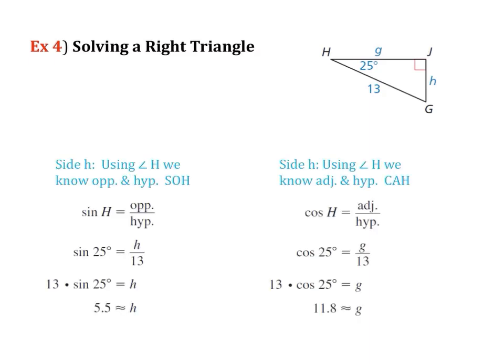All right, side H, you can use angle H, because we know opposite and hypotenuse. So sine equals opposite divided by hypotenuse, so set up your equation. So did you get an H value of approximately 5.5? And then for side G, you should have gotten approximately 11.8. So check over your work, compare it to the work here, and see if you can identify your mistake.